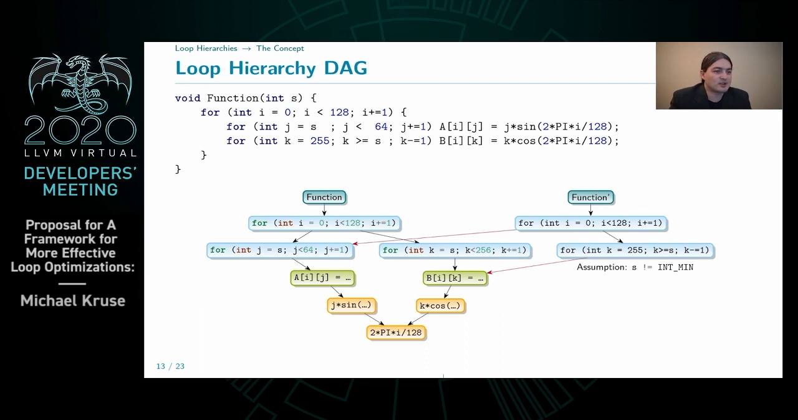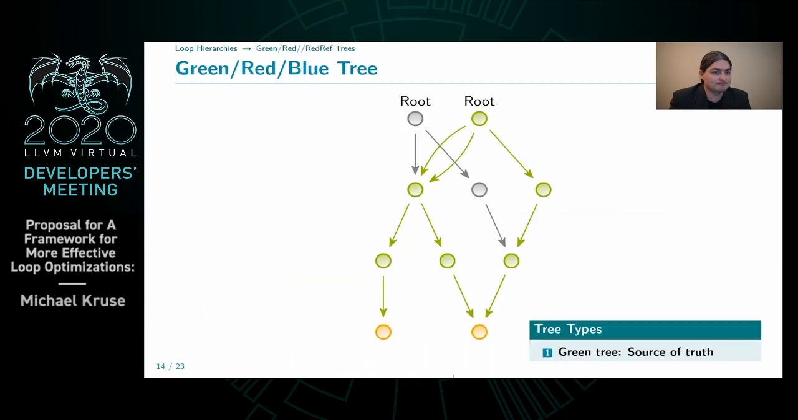In this illustration, the K-loop is reversed. This is only valid if S is not the minimum value. Otherwise, the loop condition is a tautology and the loop is infinite. This condition is added as an annotation to the node and will be converted into a runtime condition if this transformation turns out to be used in the final result.